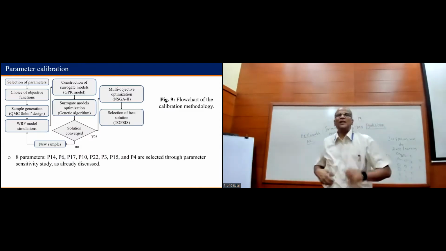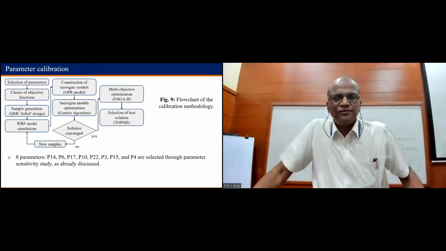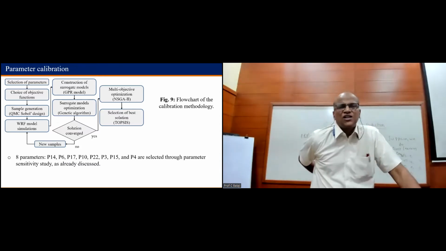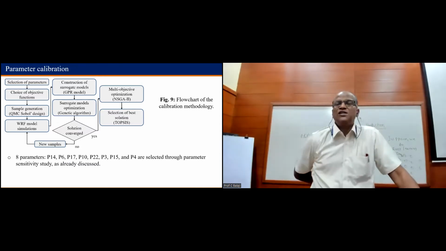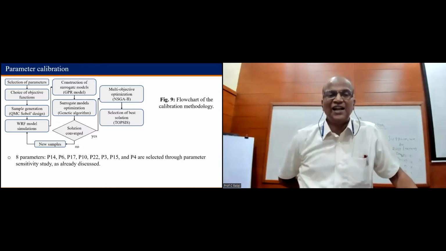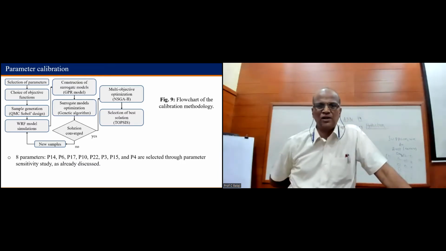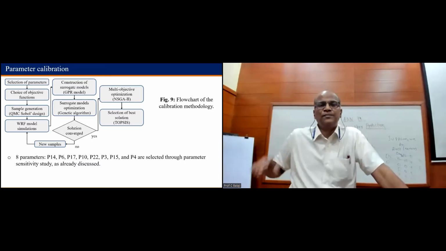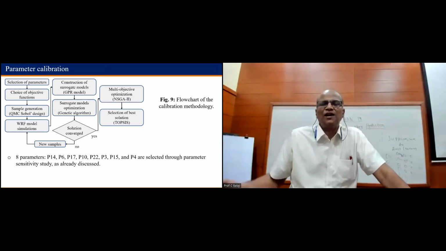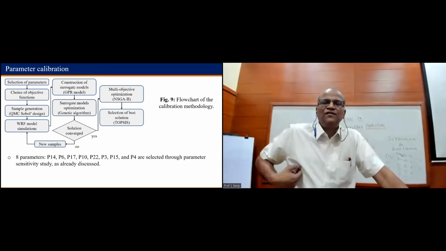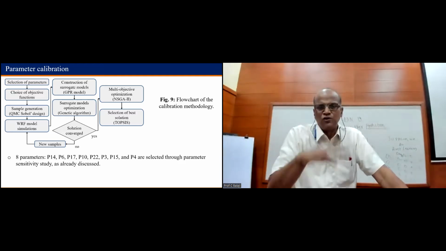Okay. Now parameter calibration. This is the flow chart. Eight parameters we have already identified, and the selection of parameters. The choice of objective: what is the objective function you want? You have to generate samples. Then you do WRF simulation. Then you have to again construct surrogate models. Then using the surrogate models, you do the optimization. If the solution has converged, yes; if not, you just go through the cycle.